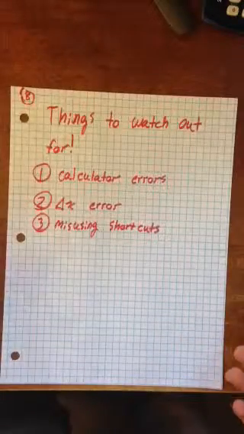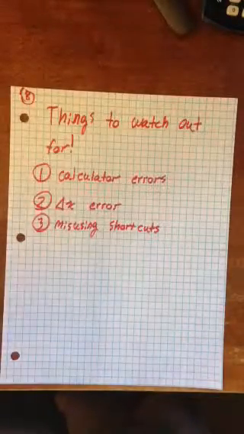So, overall, things to watch out for: calculator errors, delta x errors, misusing the shortcuts.